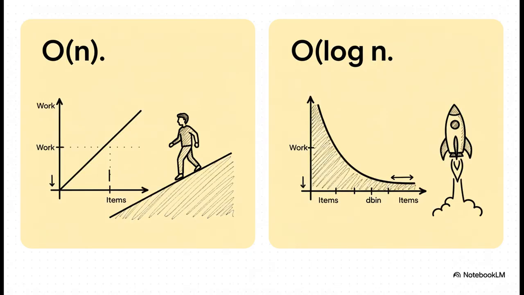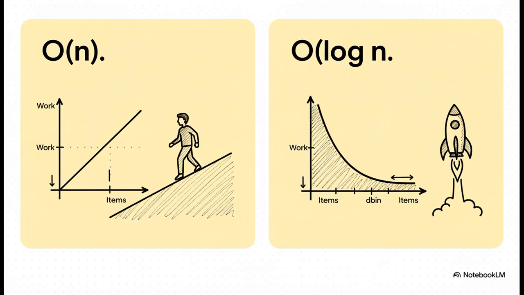So let's pull out our Big O ruler and measure these two. And the difference is absolutely staggering. Linear search is O of n. That means the work grows in a perfect straight line with the number of items. You double the items, you double the work. Simple. But binary search? It's O of log n.